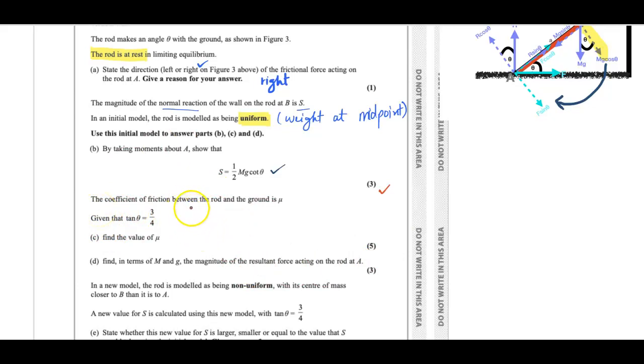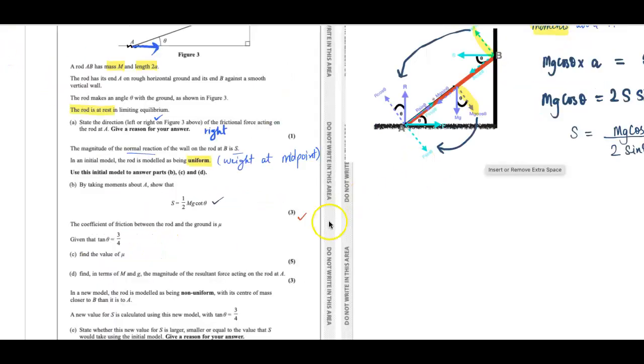The coefficient of friction between the rod and the ground is mu. Given that tan theta is 3/4, find the value of mu. To solve the C part, I'm going to be writing C over here. We have to find out the value of mu.